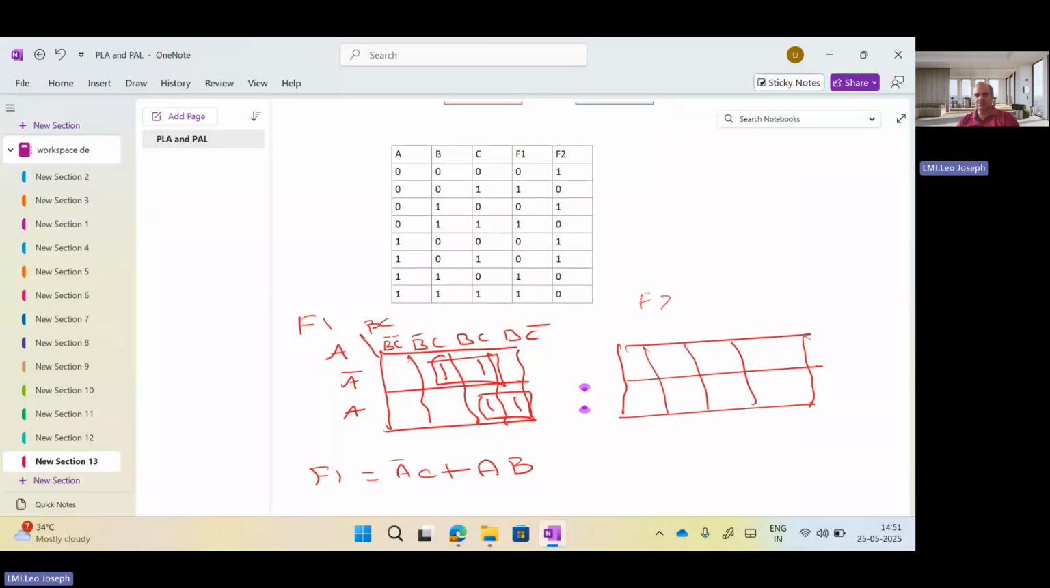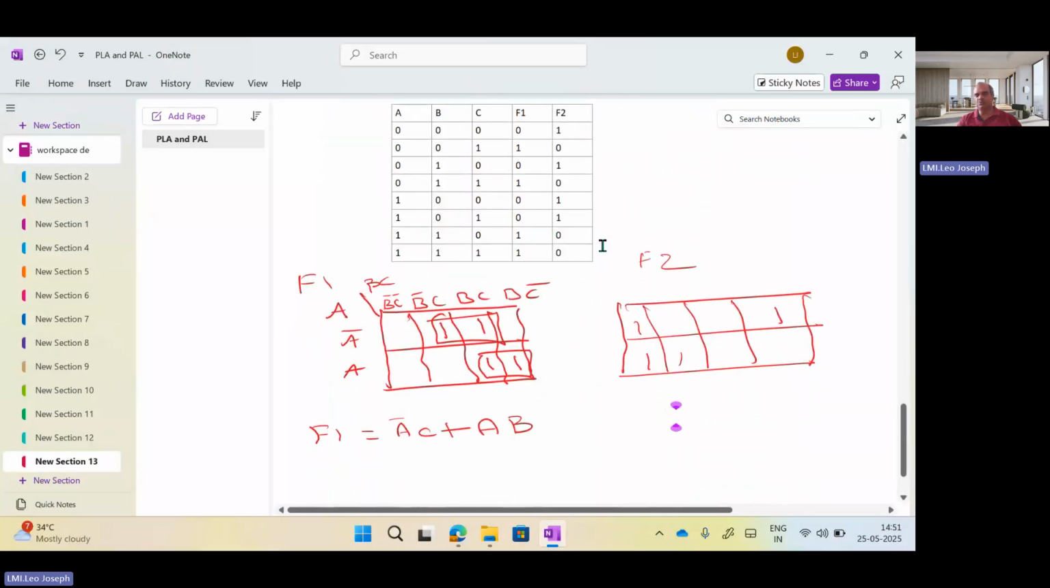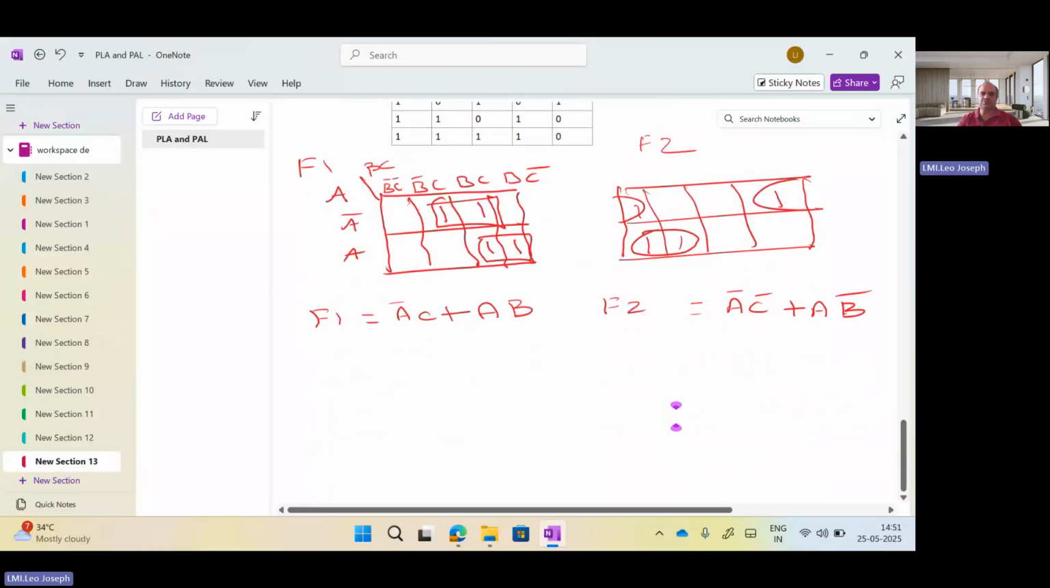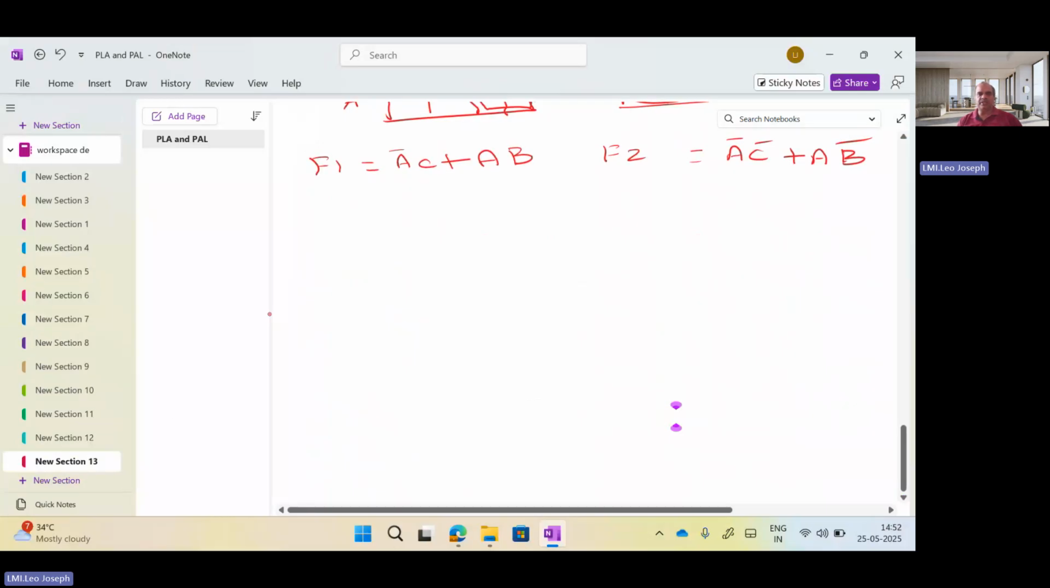This is for F2. F2: 0, 2, and then 4, 5. Just verify: 0, 2, 4, 5. What do I have to map? These two are pairs, these two are rollings. So F2 is equal to what I will get? A bar C bar plus A, this one is B bar. That's all, two functions. F1 is equal to A bar C plus AB. F2 is equal to A bar C bar plus AB bar.